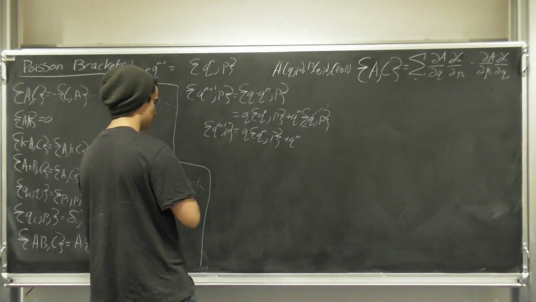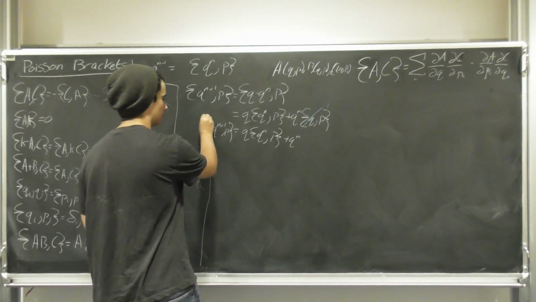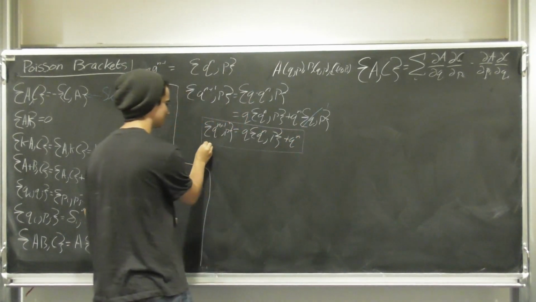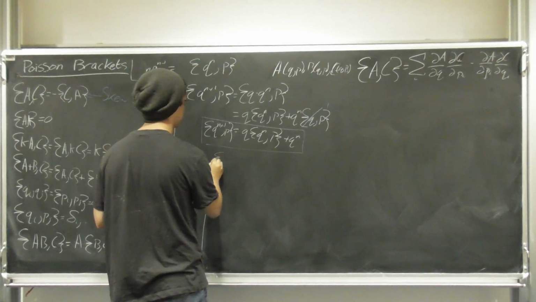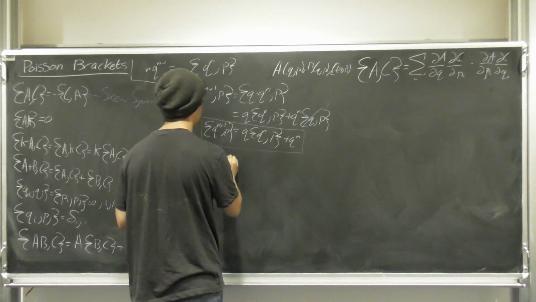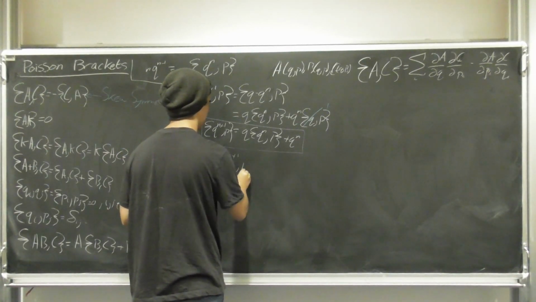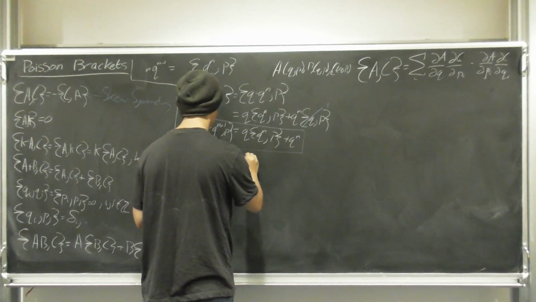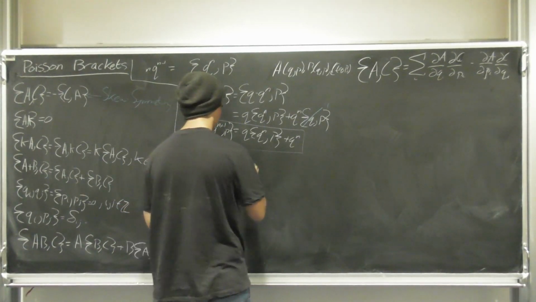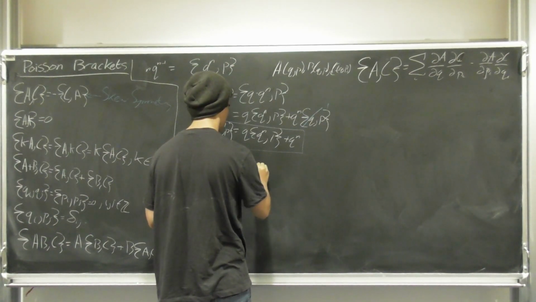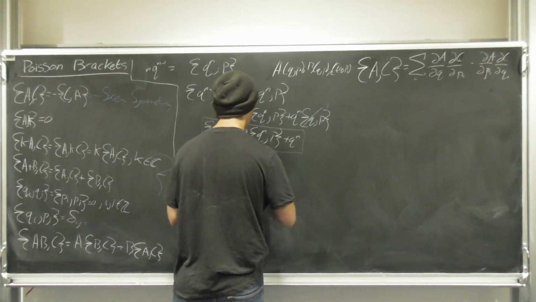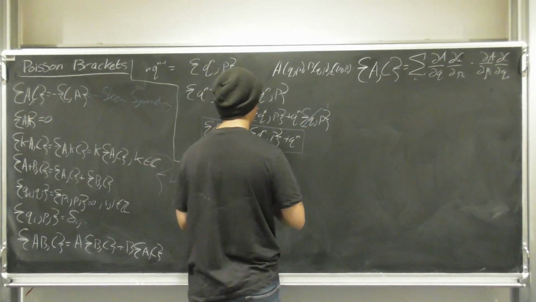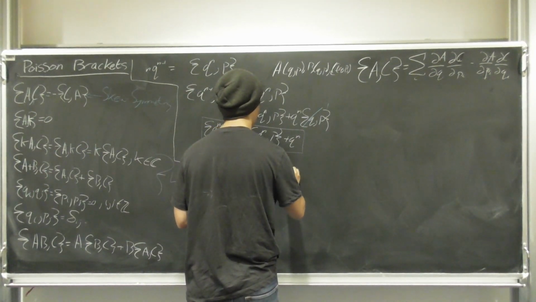So let's box this. If we take our hypothesis to be true, we get that the Poisson bracket of q to the n plus 1 and p is equal to n plus 1 times q to the n.